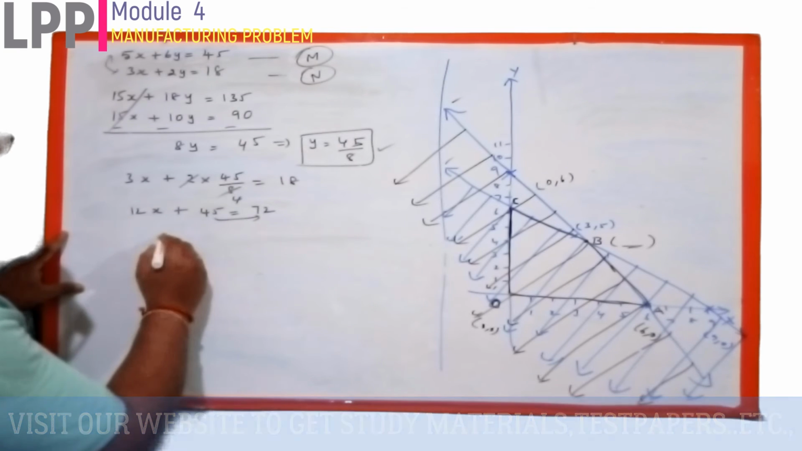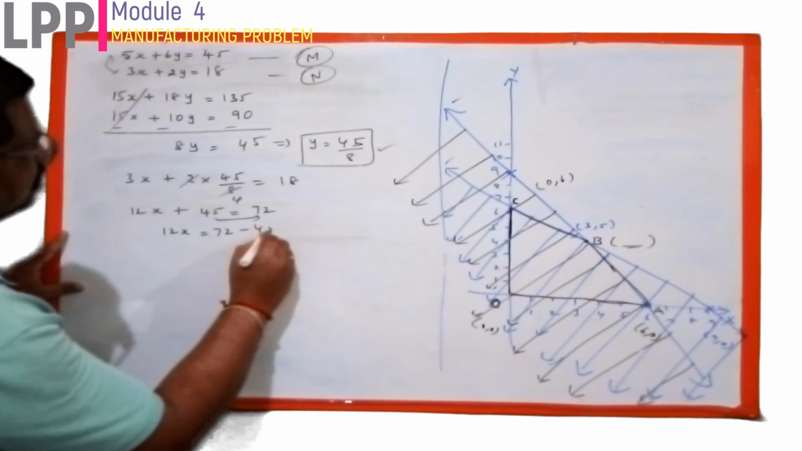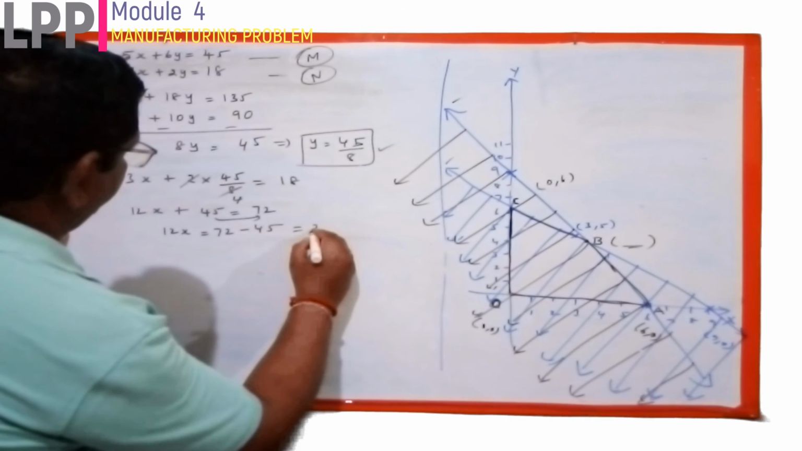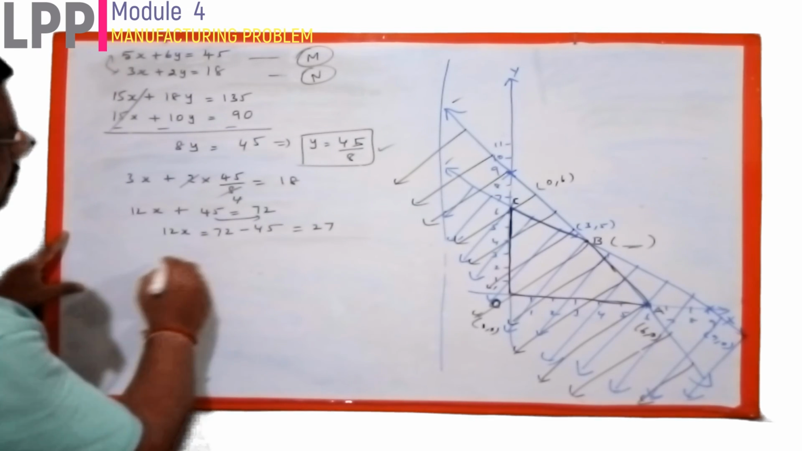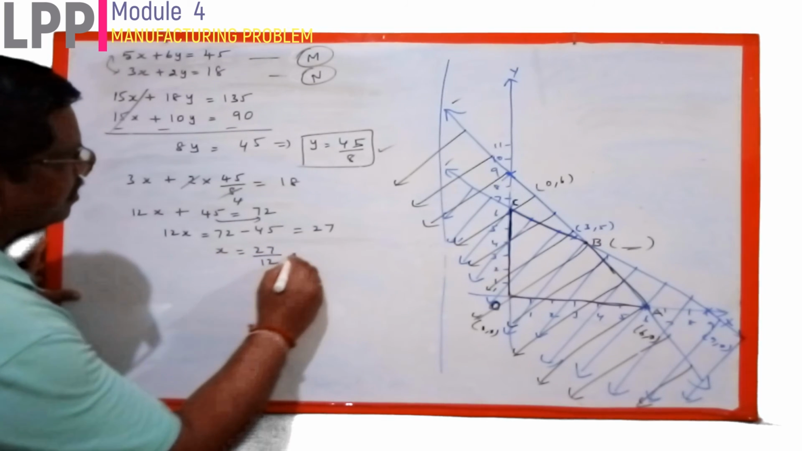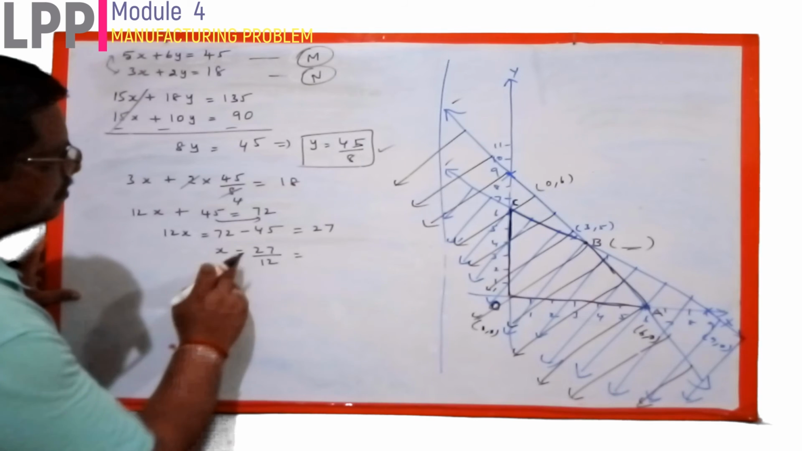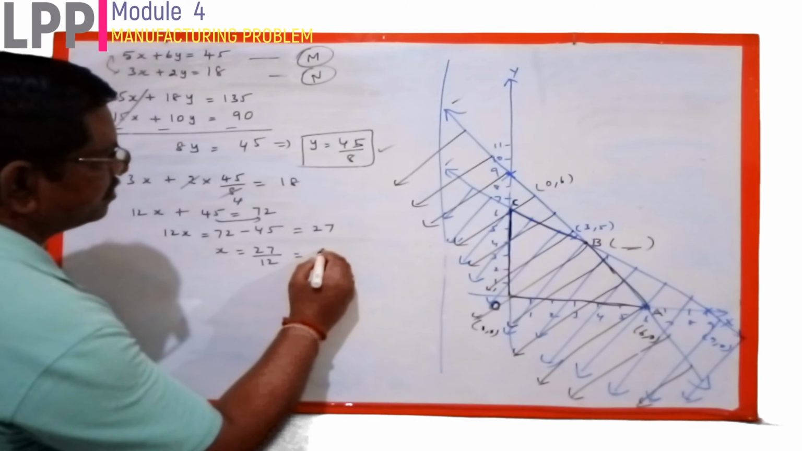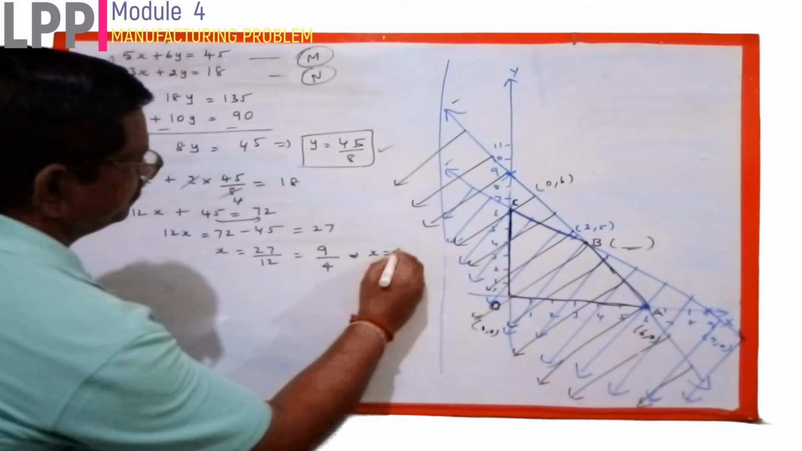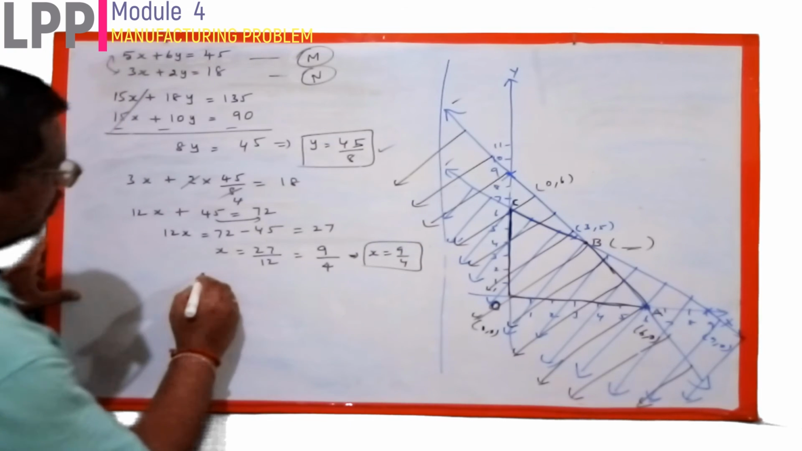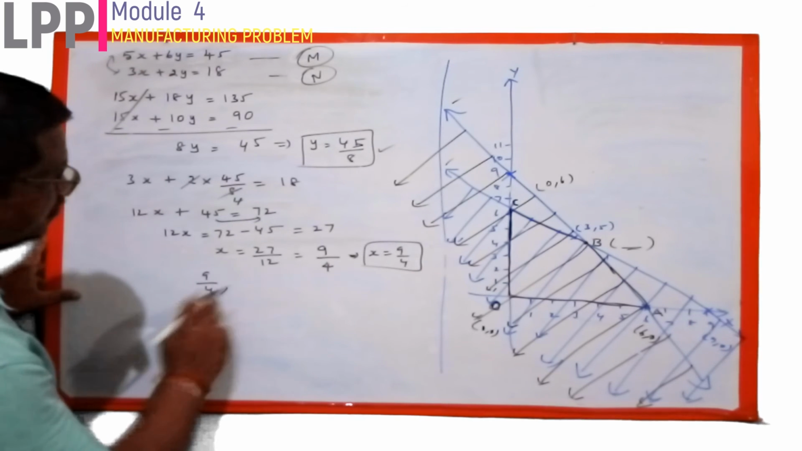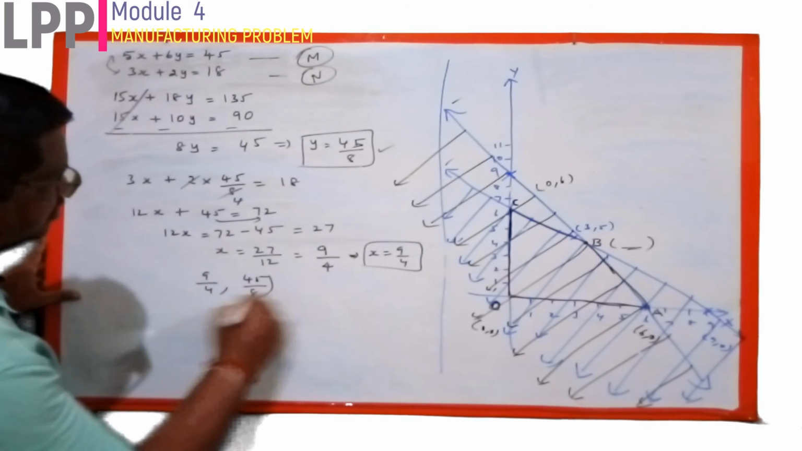Now take these numbers to one side. 12x is equal to 72 minus 45. When we subtract, it is only 27. Now we have got 12x is equal to 27. So x is equal to 27 by 12. In these two we have 3 as the common factor. Cancel with the 3. So 9 3s are 27, 4 3s are 12. We have got the x value also now. Now x is 9 by 4. Here the point is 9 by 4, 45 by 8.